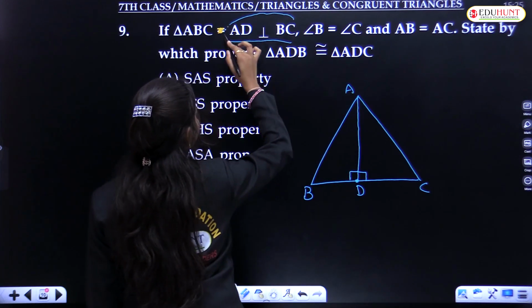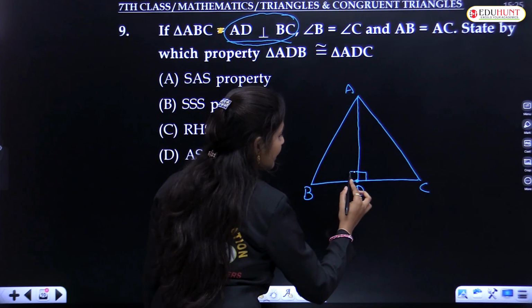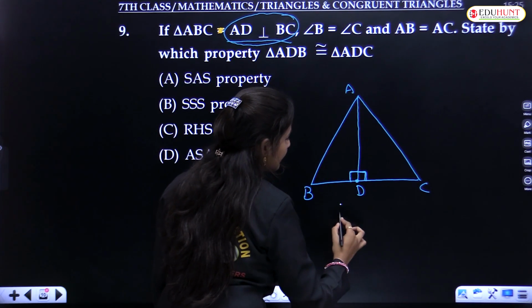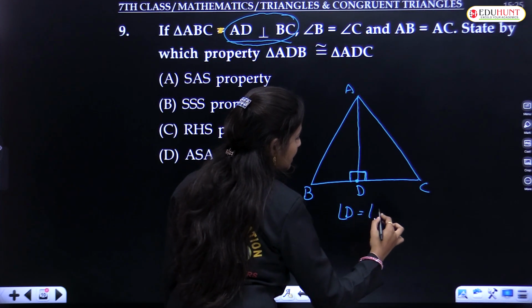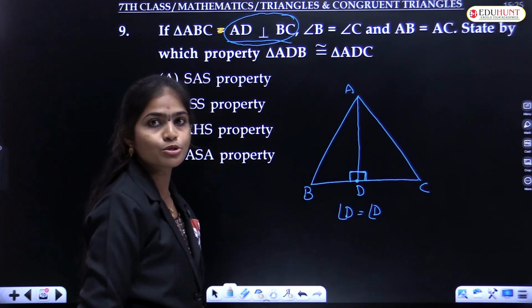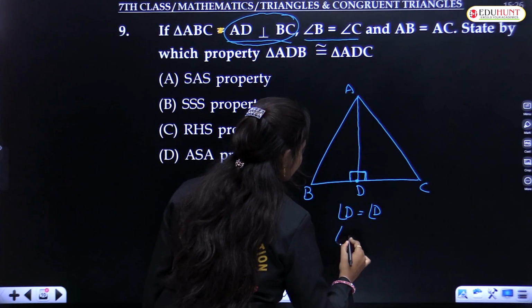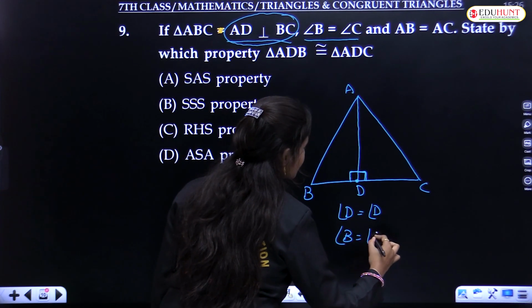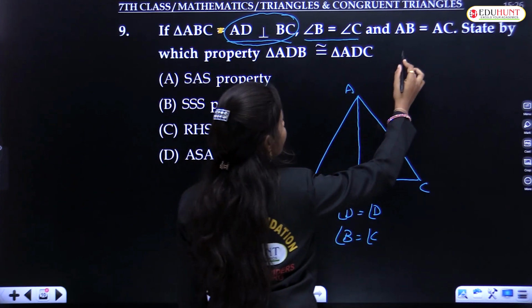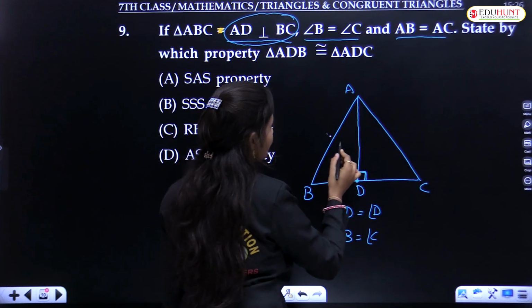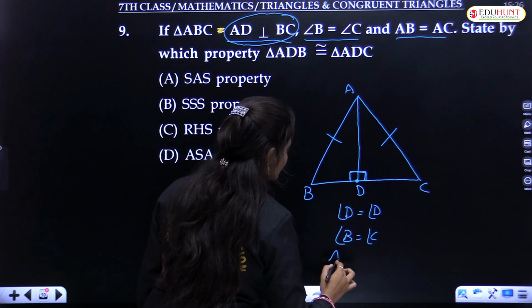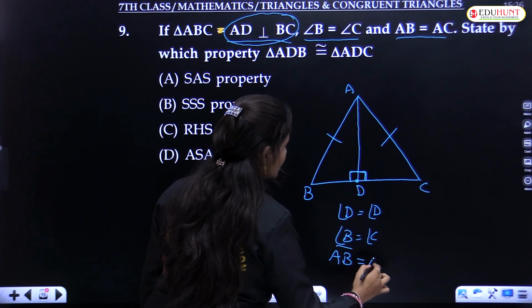So the first condition they have given is angle D equals angle D. Next, angle B is equal to angle C. They have only given here angle B equals angle C. Next, AB is equal to AC. So, AB is equal to AC.